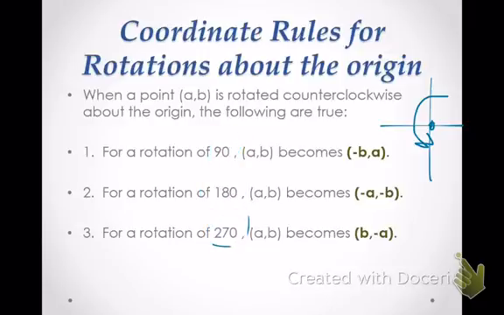If you're rotating counterclockwise about the origin and you're rotating 90 degrees, then you flip-flop the coordinates for your vertices and change the sign on your new x. If you rotate 180 degrees, you keep the coordinates in the same order, x stays x, y stays y, but you change the sign. And if you rotate 270 degrees, you flip-flop the x and the y, and you change the sign on your new y.